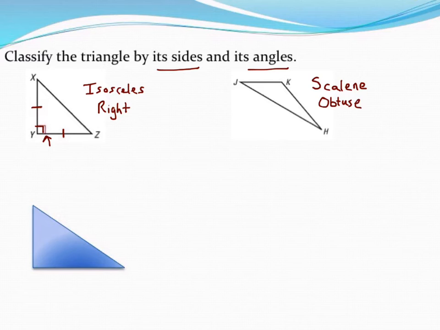The third and final triangle we'll take a look at. Again, I have no tick marks on the sides, so I'm going to say this is a scalene triangle. All sides are different lengths, and I can see that that's pretty clear.